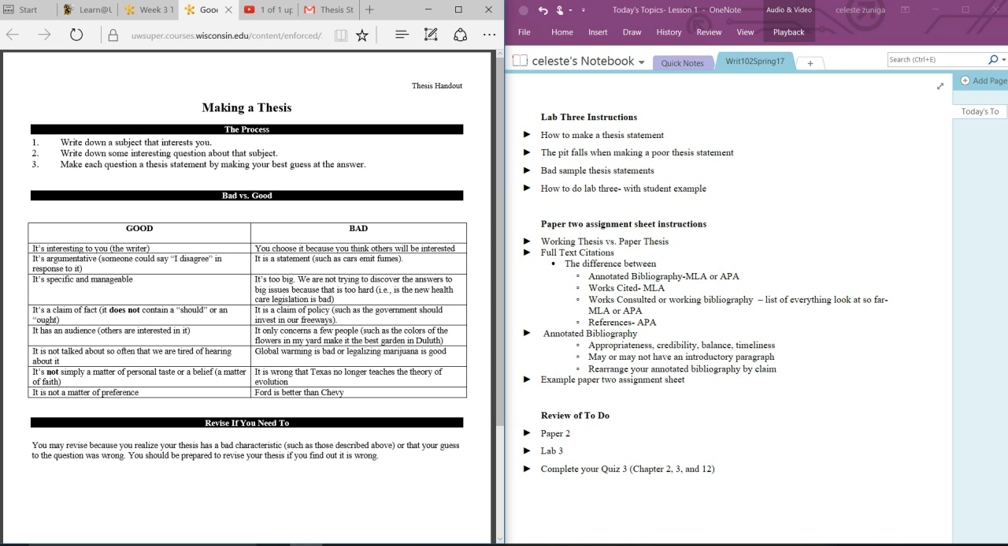But if you talked about the effects of global warming on your parents' pond, that's so small that you're probably not going to be able to find any research on it. So it can't be too big and it can't be too small.